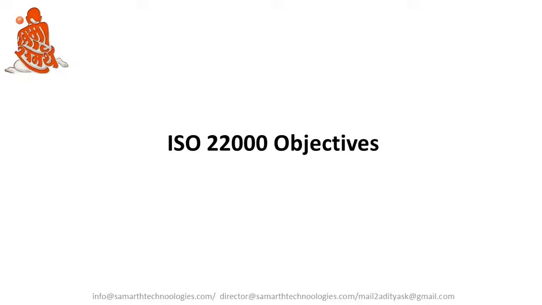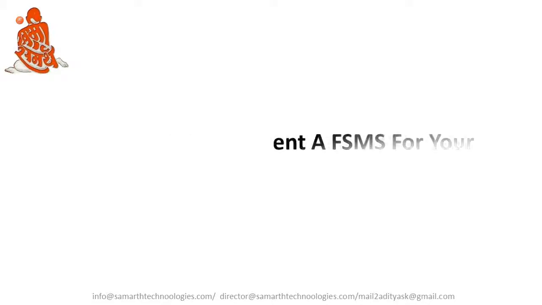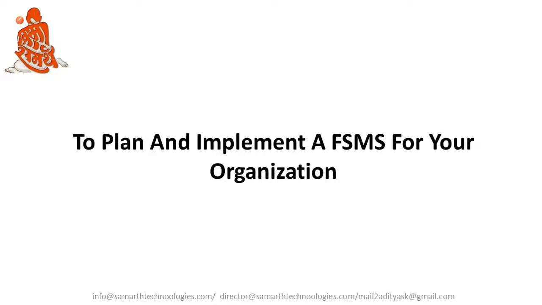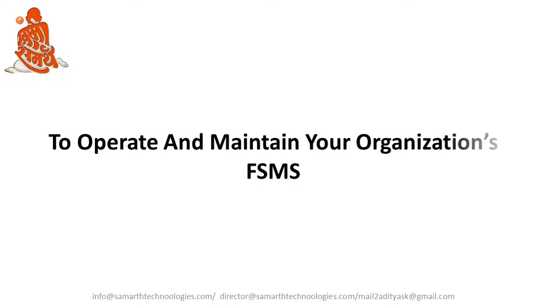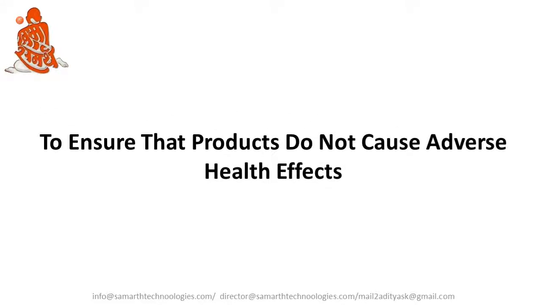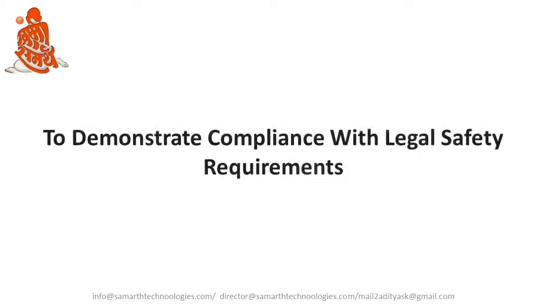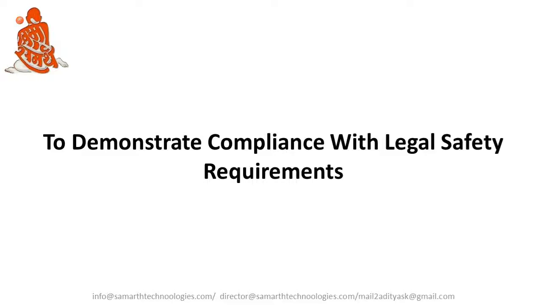ISO 22000 will help you to achieve the following objectives. To establish a food safety management system, FSMS. To plan and implement your FSMS for your organization. To operate and maintain your organization's FSMS. To update and improve your organization's FSMS. To ensure that products do not cause adverse health effects. To demonstrate compliance with external safety requirements. To demonstrate compliance with legal safety requirements.